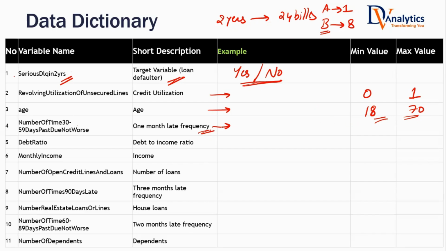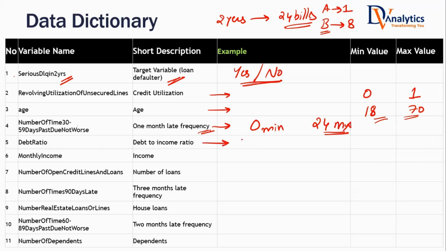1 month late frequency. 24 bills got generated. You paid all the bills on time. Then what will be the 1 month late frequency for you? 0. What's the maximum value? So 24. Every bill you paid late, 24 out of 24. That will be the maximum value.